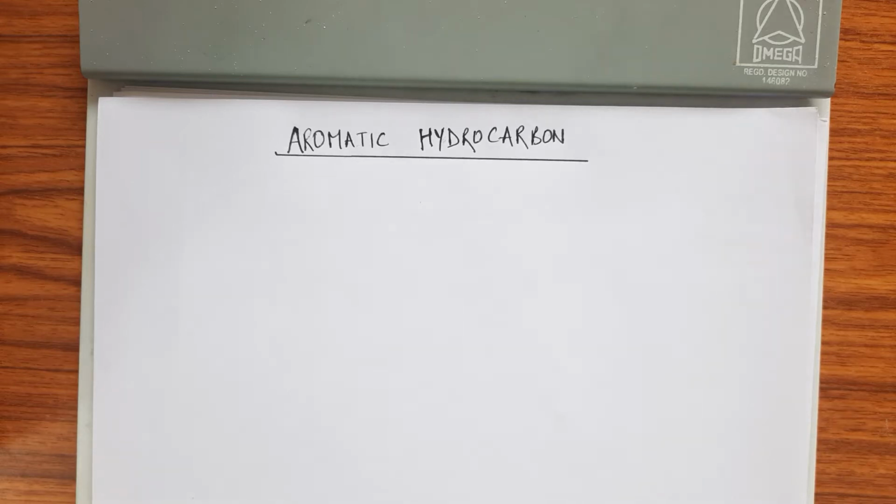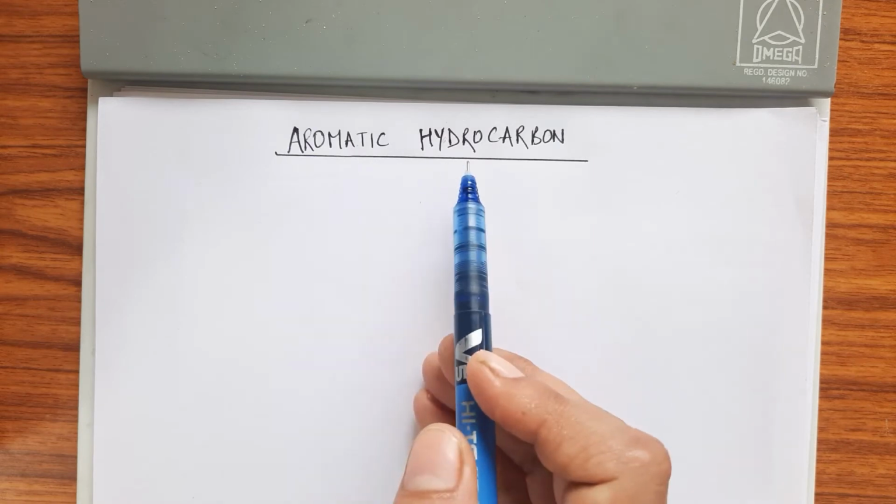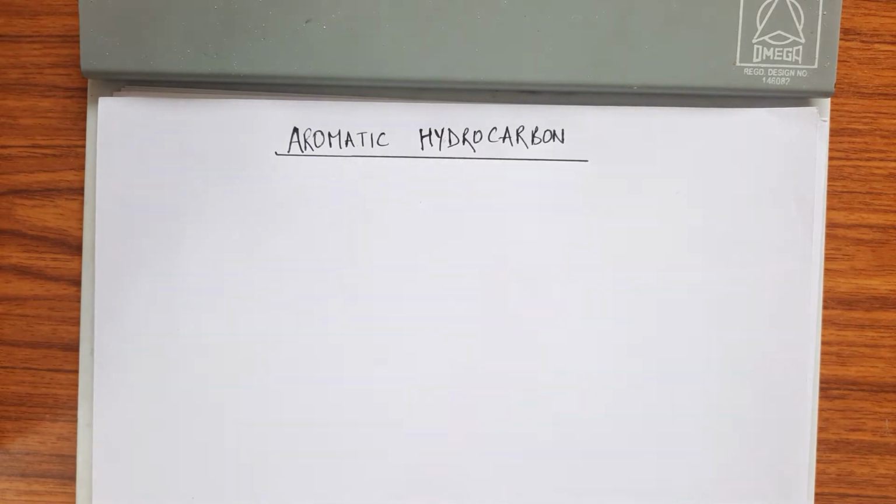So today we will take the next topic of chapter hydrocarbon from class 11th, and it is aromatic hydrocarbon. As we know, hydrocarbons are classified into three categories. The first one is saturated hydrocarbons, second is the unsaturated hydrocarbons, and third is the aromatic hydrocarbon. So here we will take aromatic hydrocarbons in detail.